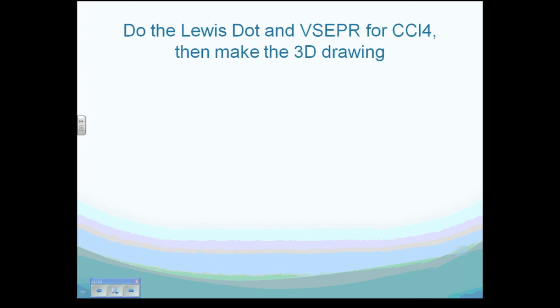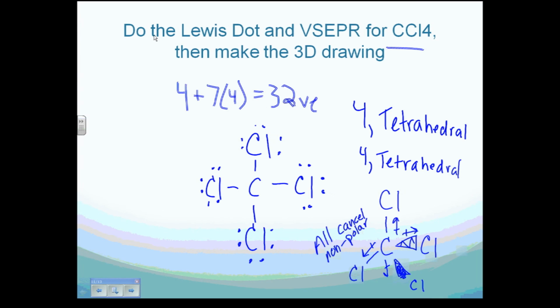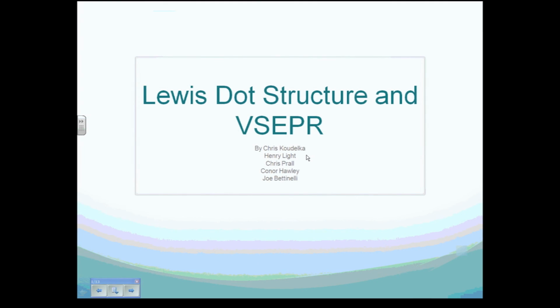For practice problems, do the Lewis dot and VSEPR for CCl4, then make the 3D drawing for it. If you use the Lewis, VSEPR, and dot rules correctly, you should get something that looks roughly like this. And that is how you form Lewis dot and VSEPR.